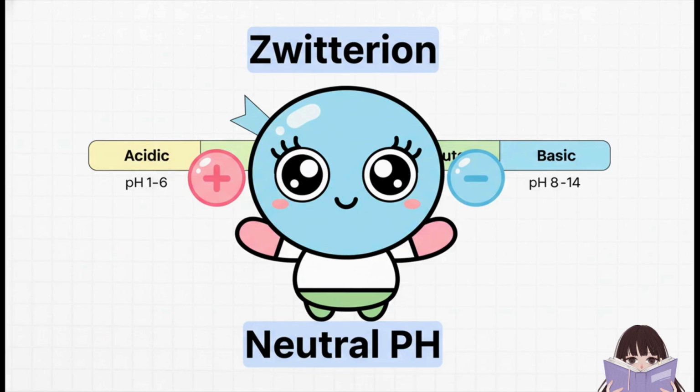Okay, this next concept is super important, so listen up. Inside our bodies, at a normal physiological pH, amino acids aren't just neutral molecules. Nope, they exist as something called zwitterions. It's a German word that basically means hybrid ion, and it's a perfect name because the molecule is carrying both a positive charge and a negative charge, all at the same time.